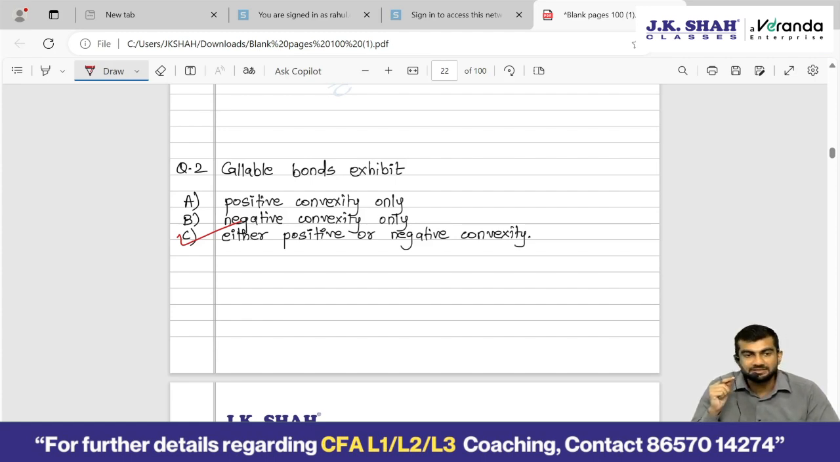But when interest rates are rising, at that time a callable bond simply behaves like an option free bond. So at that time it exhibits positive convexity. Okay, fine. So option C.